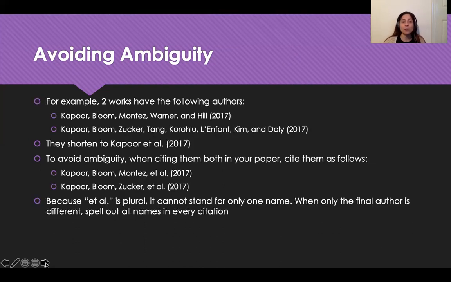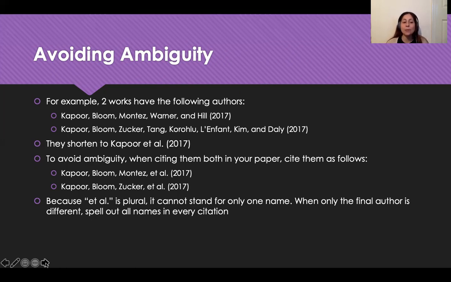Do I have an example? I do. So here's an example. You have these 2 articles, Kapoor, Bloom, Montes, Warner, and Hill 2017, and then Kapoor, Bloom, Zucker, Tang, et cetera, 2017. So they would both shorten to Kapoor et al. 2017. To avoid that ambiguity, we're going to add as many authors as necessary to distinguish them, which in this case is 3, because the third author is different in both of these. So the first one would shorten to Kapoor, Bloom, Montes, et al., year, whereas the second one would be written as Kapoor, Bloom, Zucker, et al.